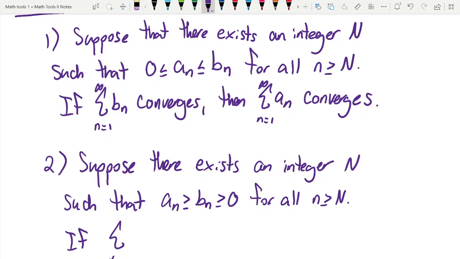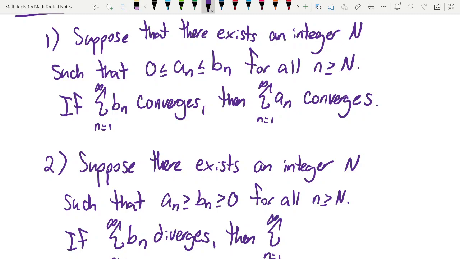If the smaller sum, the b sub n's, diverges, then the larger sum, in this case a sub n, also diverges.